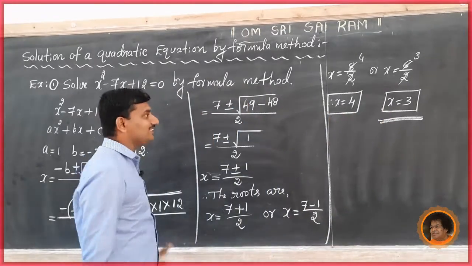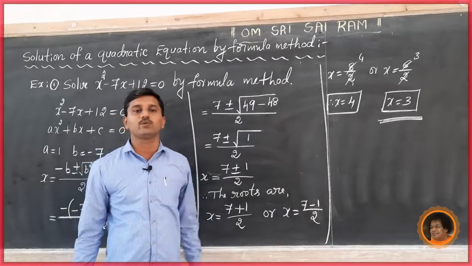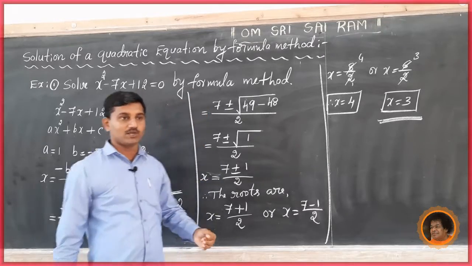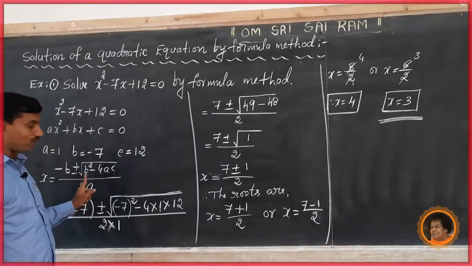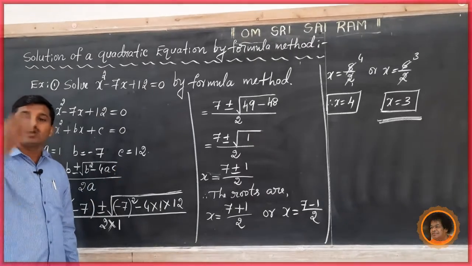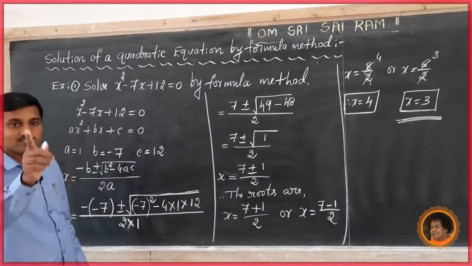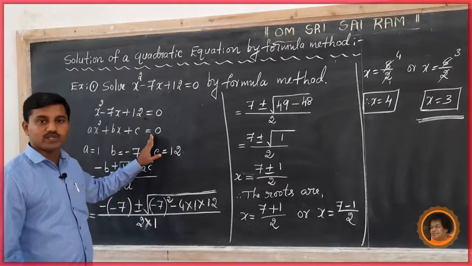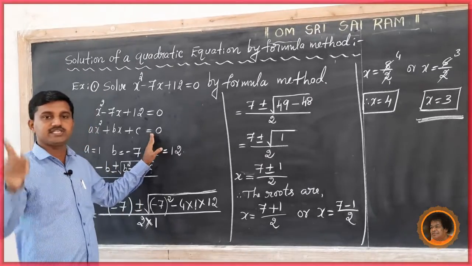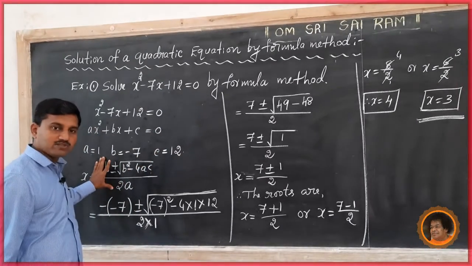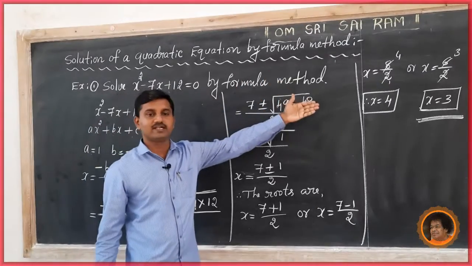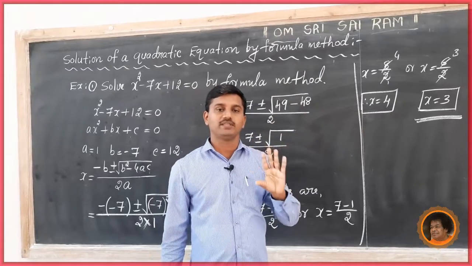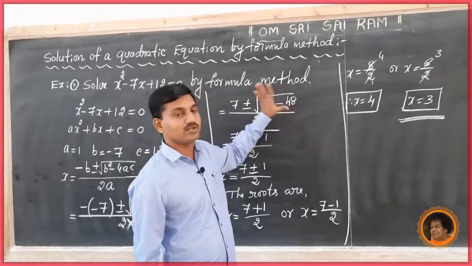So this method is known as the solution of a quadratic equation by formula method. Just recall the quadratic formula: minus b plus or minus square root of b square minus 4ac divided by 2a. What are the steps of the formula method? First, write the given equation in the standard form. Next, compare the coefficients and write the values of a, b, c, and substitute the values in the formula and simplify. So we will get the roots of the quadratic equation. This method is known as the formula method. For the examination point of view, this one is very important.